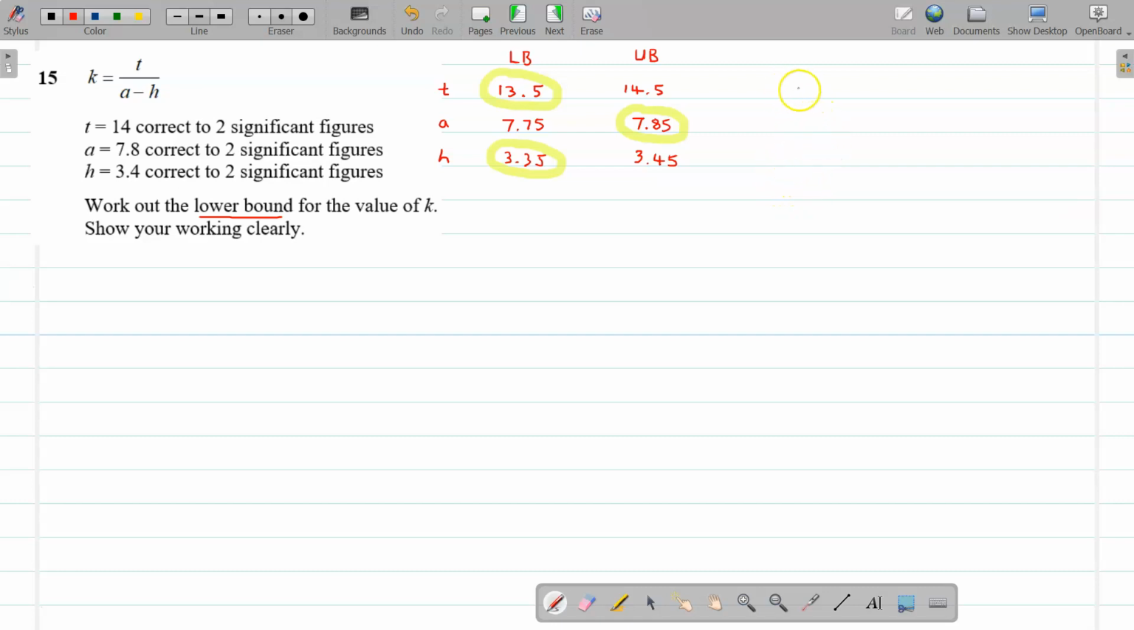So I'm going to now say that k is going to be 13.5. Okay, and that has to be divided by, I need A minus H, so it's going to be 7.85 minus 3.35.